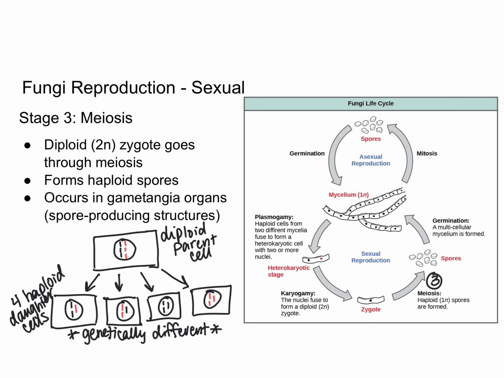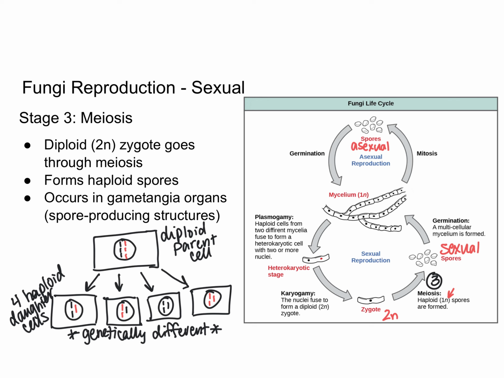So these spores, these are the sexual spores. Remember, we talked about up here with asexual reproduction, we have asexual spores. And remember, asexual spores do not have genetic diversity, whereas sexual spores do. And so this meiosis, we take this 2N zygote and we form these spores, which are haploid 1N spores here. And these spores may develop in a gametangia organ, which is essentially just part of the fungus that acts like a gonad.